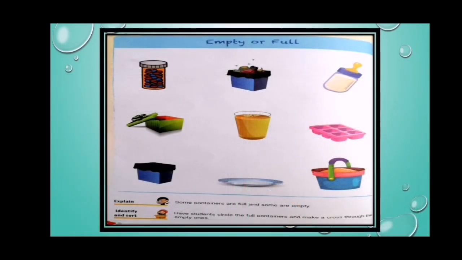For this activity, you are going to circle the full containers and make a cross through the empty ones. What are containers? Containers, for example, like the jar, like the bottle, like a box, like a bucket. These are containers. We can put something inside them. We call them containers. Circle the full containers and make a cross through the empty ones.